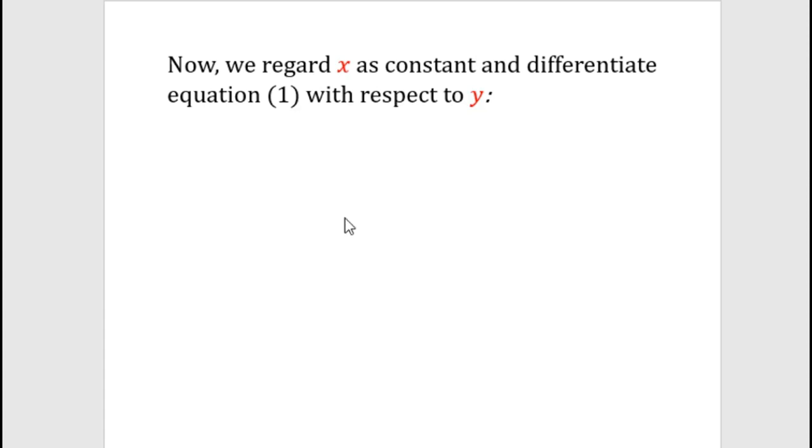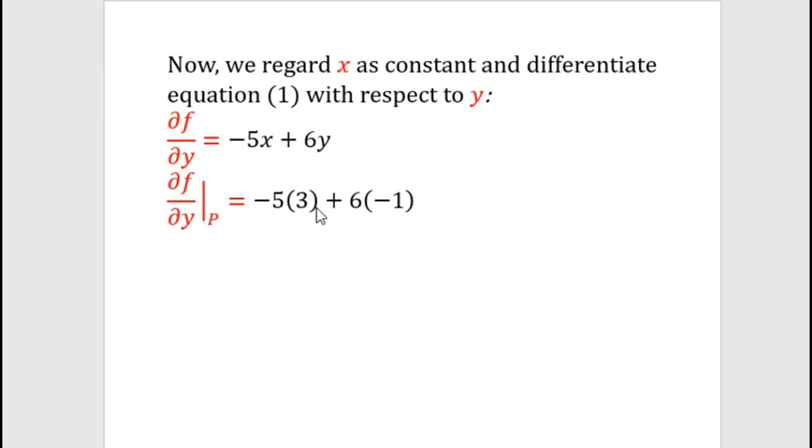Now we regard x as constant and differentiate equation 1 with respect to y. So partial f by partial y is equal to -5x plus 6y. Partial f by partial y at p is equal to -5 times 3 plus 6 times -1, which is equal to -15 minus 6, which is equal to -21.